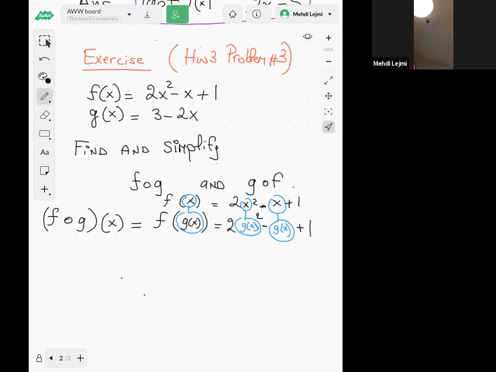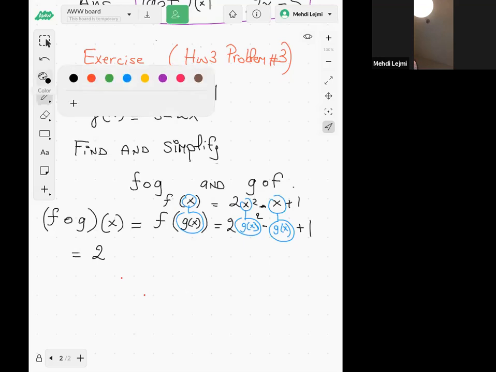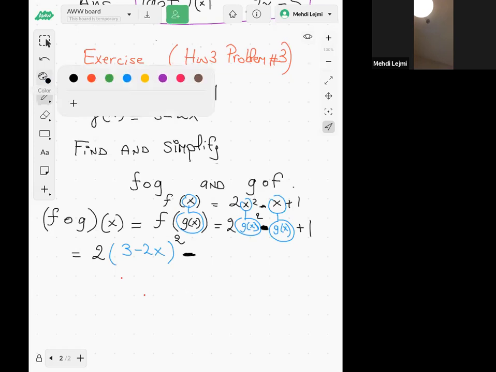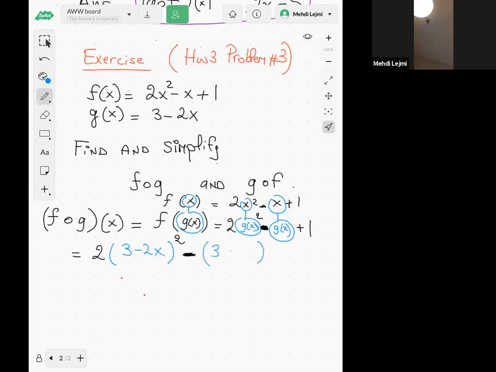So that will be equal to 2. So my g is between parentheses. As I said, you think of the circle as a parenthesis. So we have g inside the parentheses. So g is 3 minus 2x, and there is a square, minus, because we have this minus here. So this is minus, and then again g between the parentheses. So that's 3 minus 2x, and then this is plus 1, right? This is plus 1 here, so I'm going to keep the plus 1, of course.